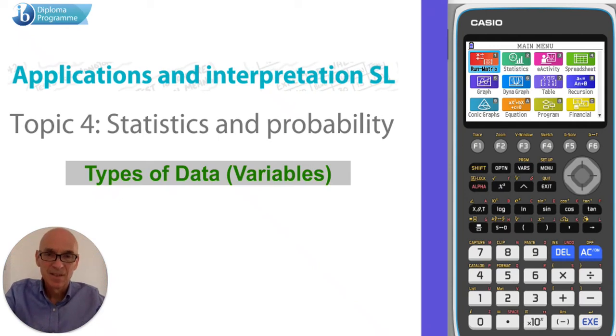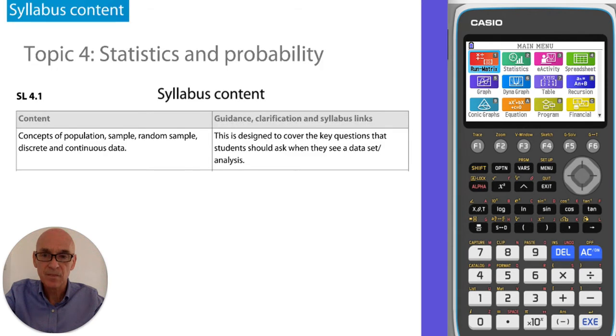Hello. Today we will continue our lesson on statistics. Today specifically looking at types of data. We will cover concepts of population and sample, and what a random sample is, and the different types of data, discrete and continuous.